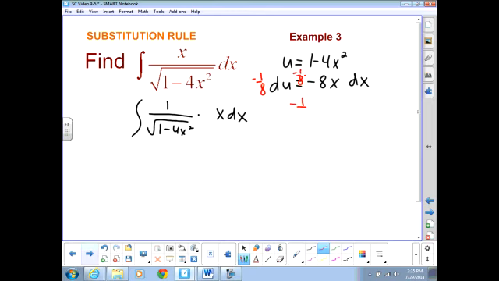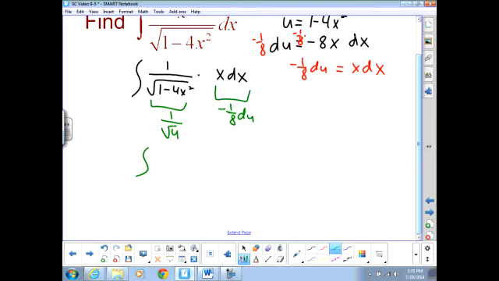That will leave us with negative 1/8 du equals x dx. And now it matches up. More often than not, you will have to multiply both sides by some constant. It won't always work out super neat. So this is going to get replaced with our negative 1/8 du, whereas this will get replaced with 1 over square root of u.